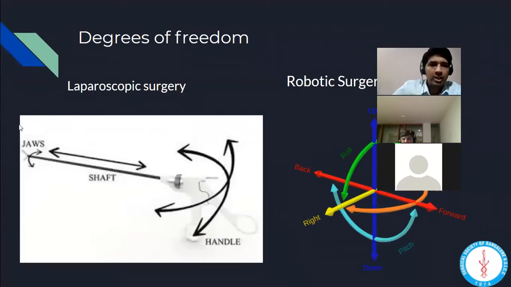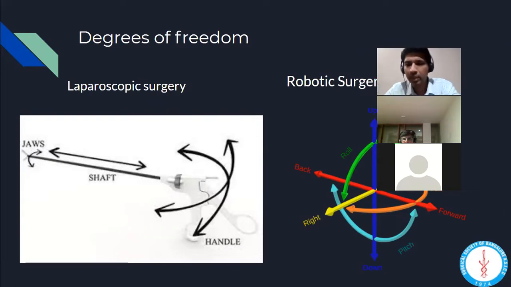Now coming to the last slide. I know it's a bit complicated. It took me quite some time to understand what we mean by degrees of freedom. We say that in laparoscopic surgery, we have 4 degrees of freedom. What are these 4 degrees? What do they mean by it? What are the 7 degrees of freedom in robotic surgery?